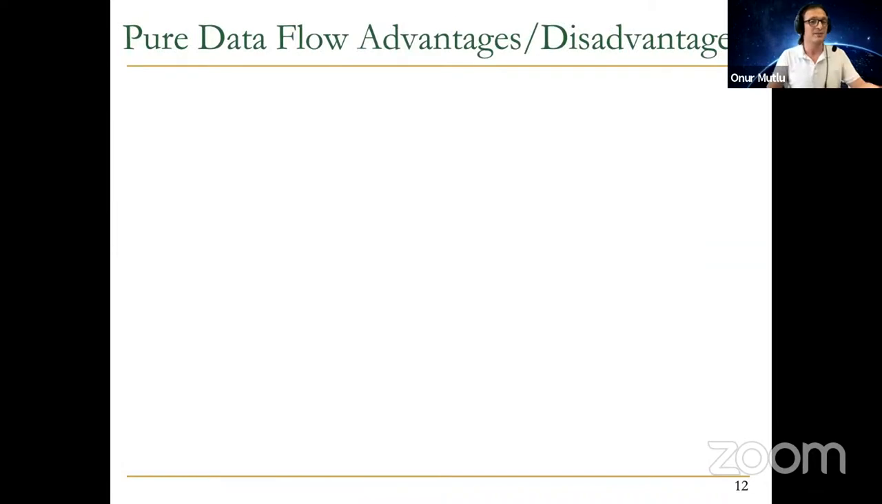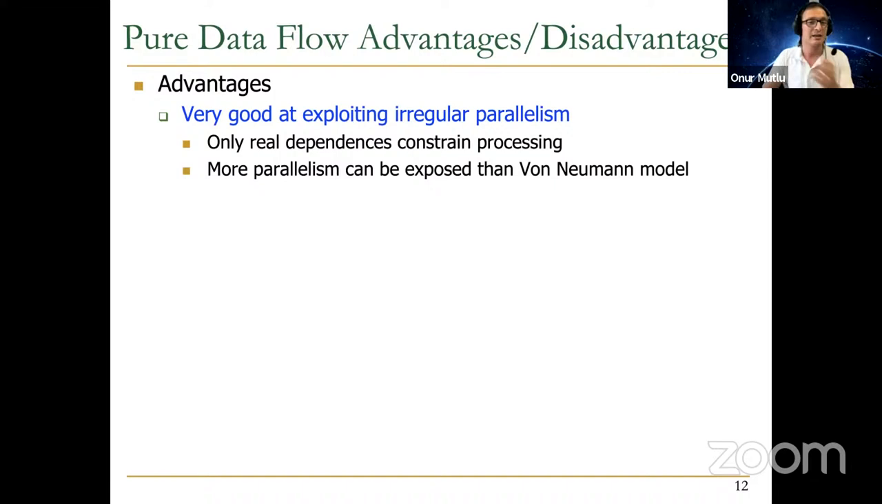Okay, so pure data flow. Let's talk about advantages and disadvantages of ISA level or pure data flow. Essentially, ISA level data flow is very good at exploiting irregular parallelism, only real dependencies, constrained processing. And you can expose more parallelism at the ISA level than the von Neumann model. And I think this is hopefully obvious. Of course, it comes with a lot of disadvantages at the ISA level.